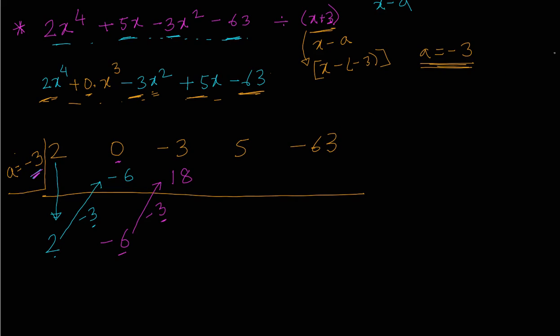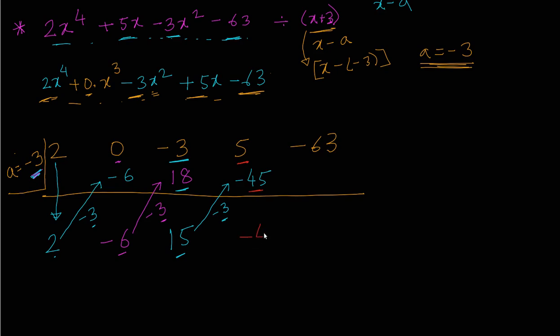Now let me use another color. So now I add -3 with +18. If I add these two, I get what? +15. And then again I multiply +15 with that a, which is -3. What is +15 multiplied by -3? -45. And then again I add +5 plus -45, it becomes what?